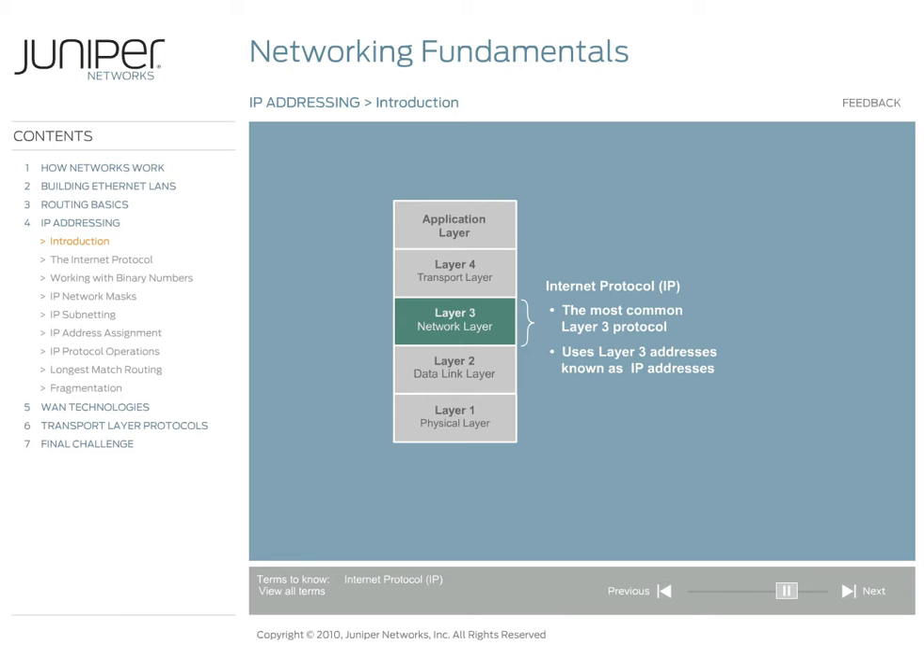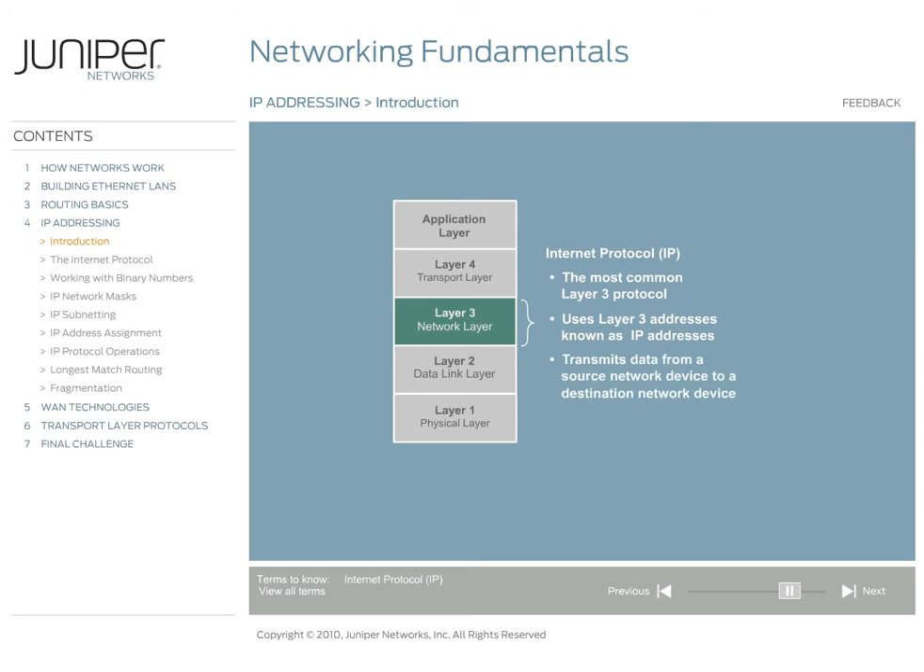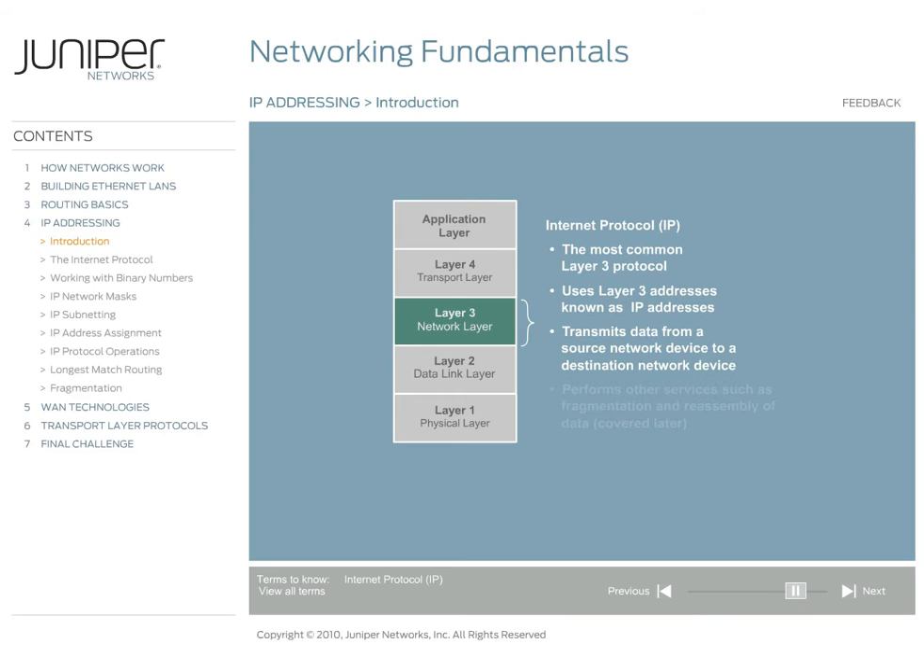The Internet Protocol uses these addresses to transmit data from a source network device to a destination network device. IP also performs other services, such as fragmentation and reassembly of data or datagrams for transmission over networks with different maximum data unit sizes. We'll cover these functions in more detail later in this section.